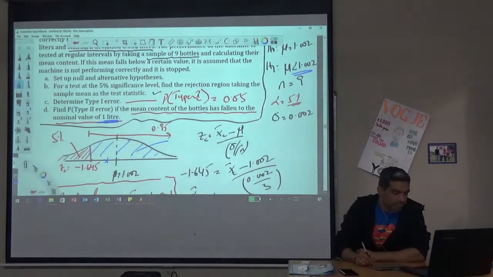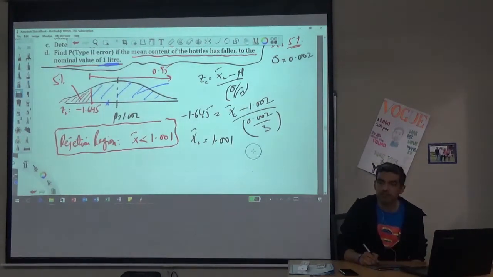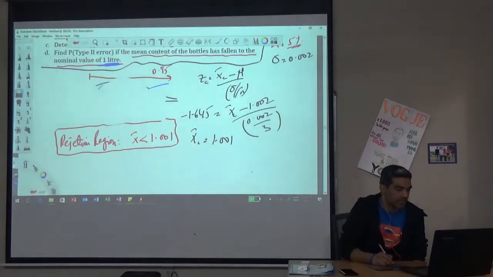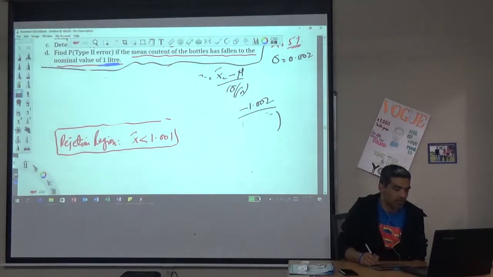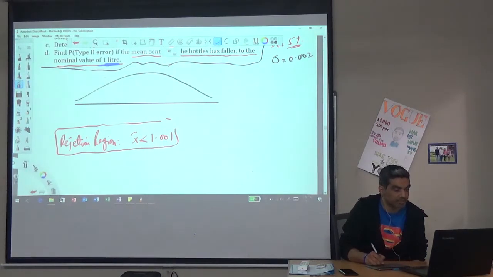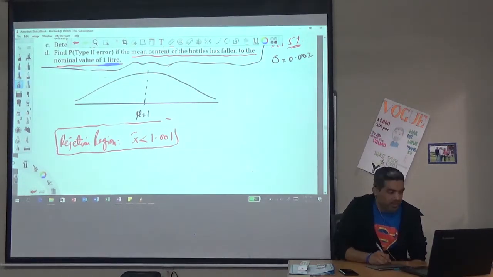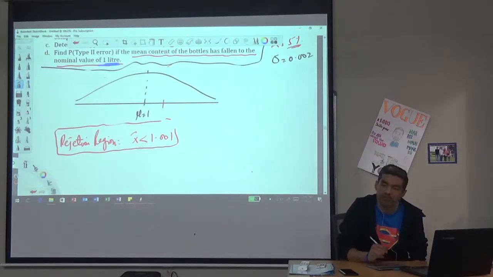So, can I just clear this? Is everyone okay? Can I just clear this? Okay, so basically what I'm trying to say is, see now your acceptance region is going to change, by the way. The shape of the acceptance region will also change. Your actual mean that you just found out is 1. Your rejection region is from 1.001 till back, which means your rejection region starts somewhere from here.